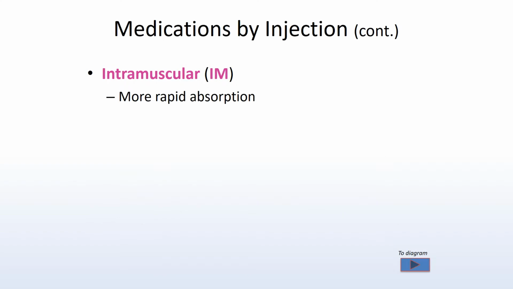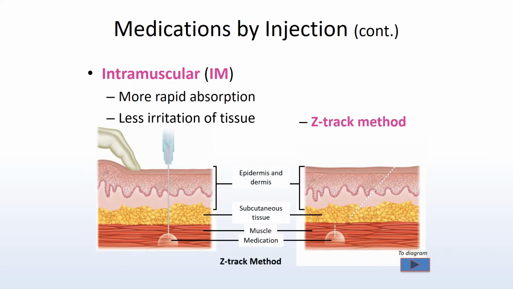So IM, a lot faster because of that blood absorption. And you can actually use a larger volume. So in the fat layer, under the skin, probably no more than 1 ml. In the muscles, up to 5, if the muscle's large enough. If it's a newborn baby, which muscle would you inject? Leg. Which muscle of the leg? Thigh muscle. So the vastus lateralis.